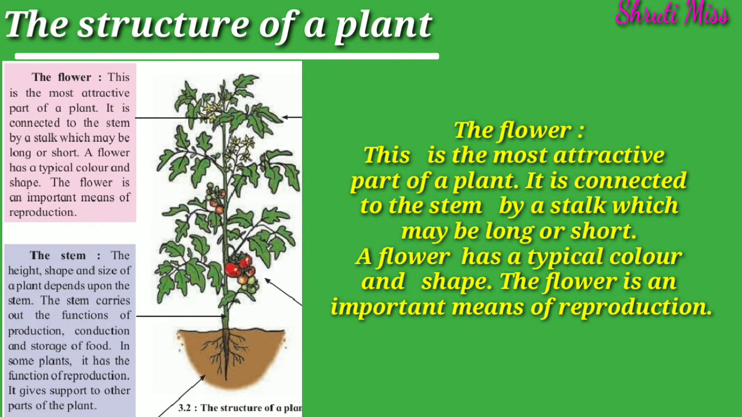So the first point, the flower. This is the most attractive part of a plant. It is connected to the stem by a stalk, which may be long or short. A flower has a typical color and shape. The flower is an important means of reproduction. Flower is used for reproduction.